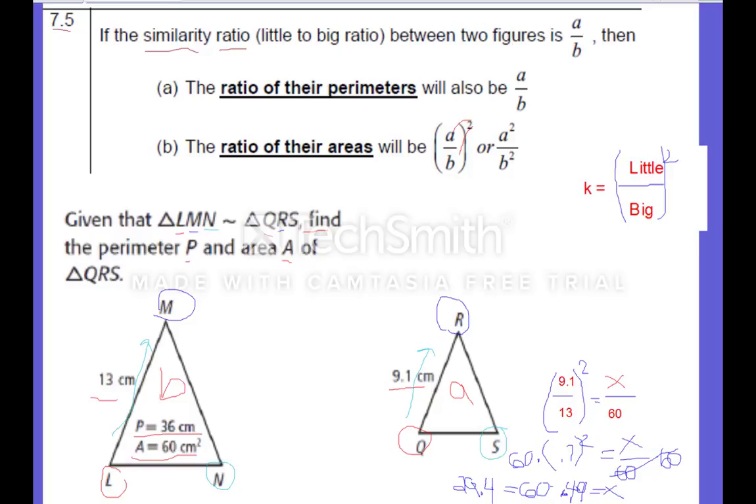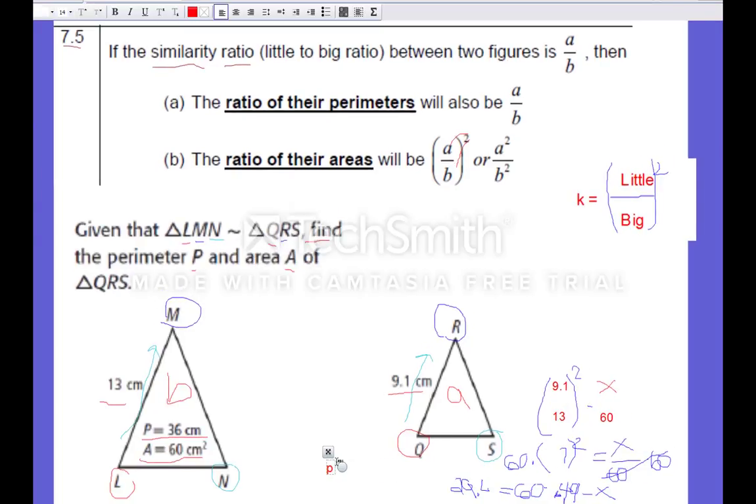So my final answers were: perimeter equaled 25.2 centimeters and area of shape 2 equaled 29.4 centimeters, and then there's a little square, so that's kind of hard to do with this, but I'll put a little 2 up there. And that's my final answer.